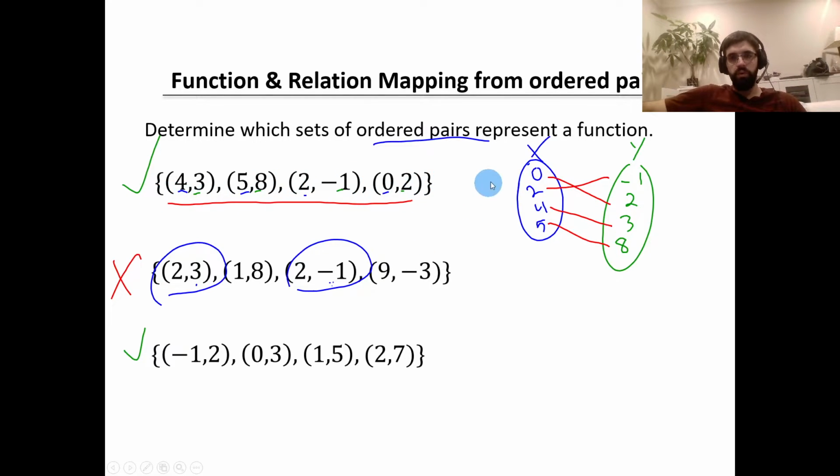So this first example, each input or each element in the domain has only one arrow coming out of it. So this is a function. Now, the second example is not a function.